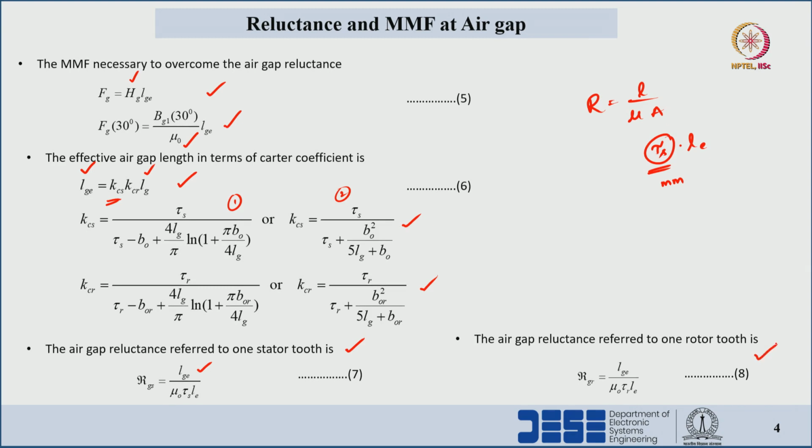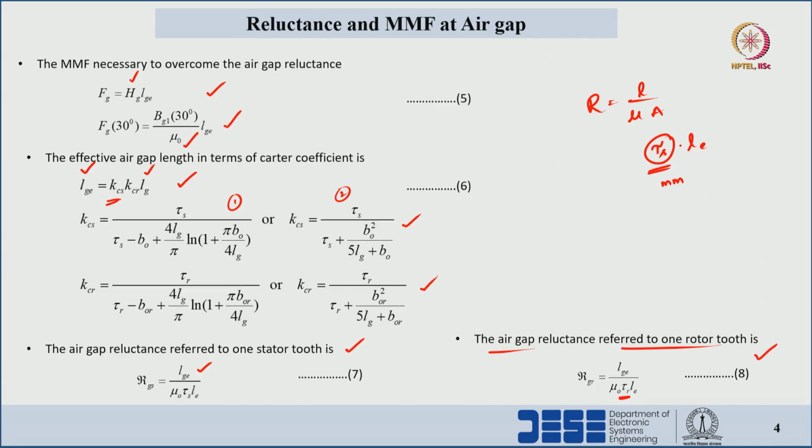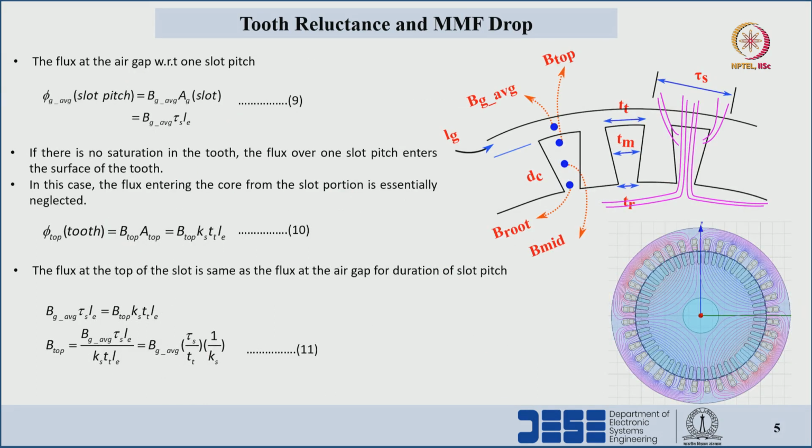The effective length of the core we have to calculate based upon the empirical formulas that we discussed earlier. Similarly, the air gap reluctance referred to one rotor tooth is obtained by simply replacing the stator slot pitch with the rotor slot pitch. So, with this we can conclude how to calculate the MMF drop at the air gap and the reluctances with respect to the air gap. Next we will calculate the MMF drops as well as the reluctance terms with respect to the tooth or multiple teeth.